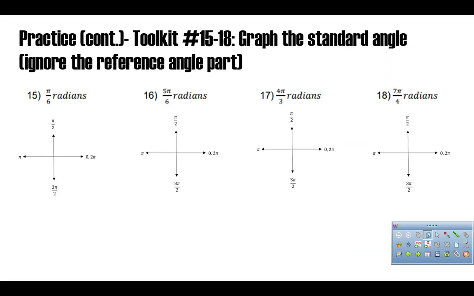So my ending practice for you is gonna be, I want you to try to graph 15, 16, 17, and 18 on your toolkit. You're just graphing the standard angle. See if you can figure out what quadrant they fall in. Are those the same ones? They're not, right? All right, so I think the number 17 is the same one, but the rest look different. So try to graph them, see what quadrant they fall in.